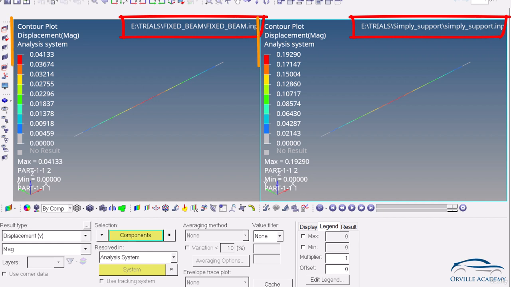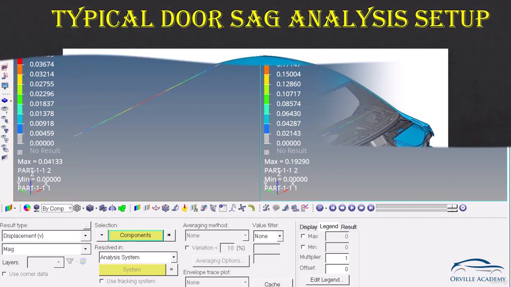If I see the results of displacement, in case of the fixed beam I have a displacement of 0.04 mm, while in case of the simply supported beam I have a displacement of 0.19 mm. Such a massive difference is coming because of just 1 degree of freedom. So again, you must understand the importance of the degrees of freedom. Now, just to understand, let us take another example.